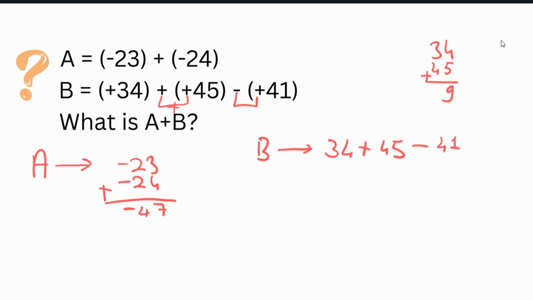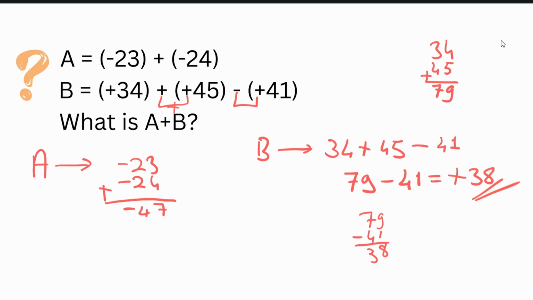5 plus 4 is 9. 3 plus 4 is 7. So it's 79 minus 41. When adding two opposite sign numbers, we're just writing the sign of the biggest and subtracting them. So 79 minus 41. 9 minus 1 is 8. 7 minus 4 is 3. The answer is 38. But we're not done yet.